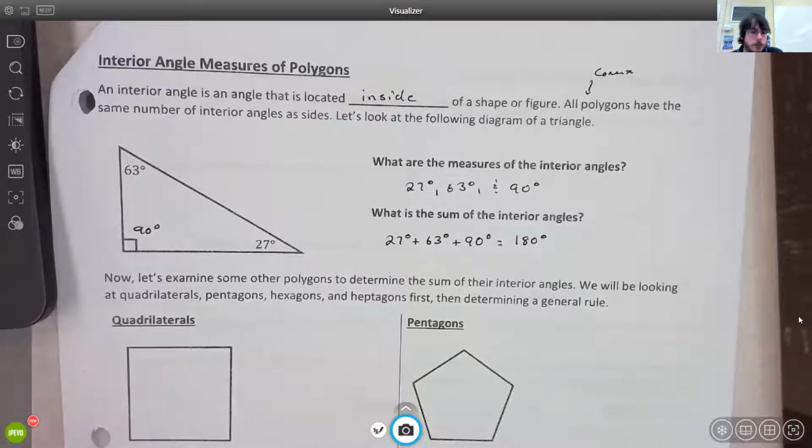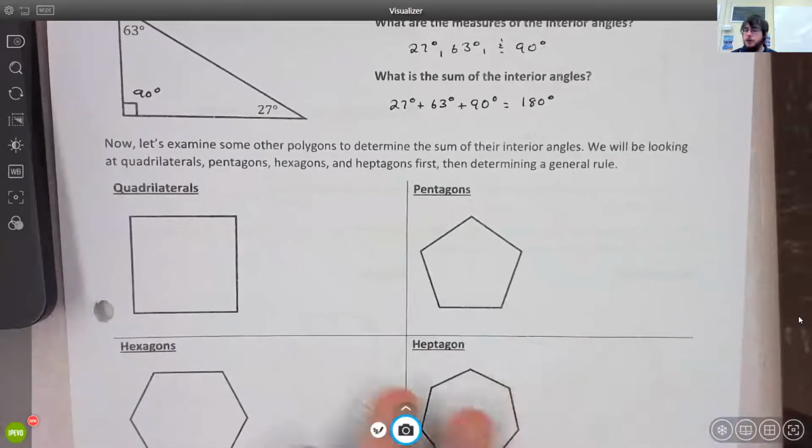So, a triangle is not the only polygon, right? You have a bunch of other polygons. You've got quadrilaterals, pentagons, hexagons, heptagons, octagons, so on and so forth, right? Well, let's see how we can use that information to determine the interior angle sums of the other shapes. And the way we're going to do that is we're going to be looking at the diagonals. So we're going to do four shapes here.